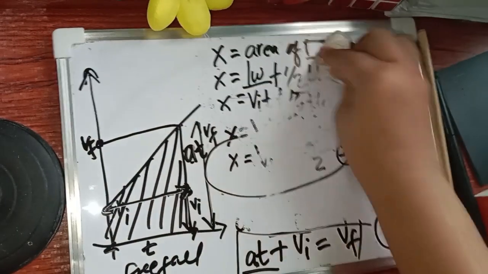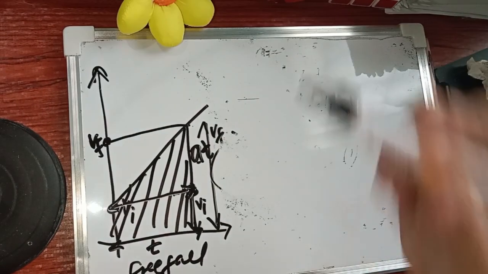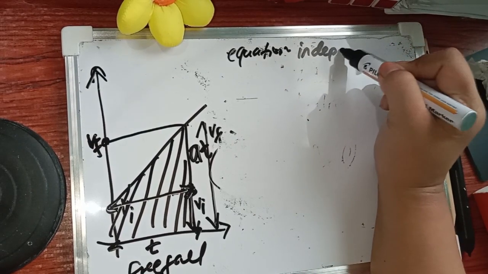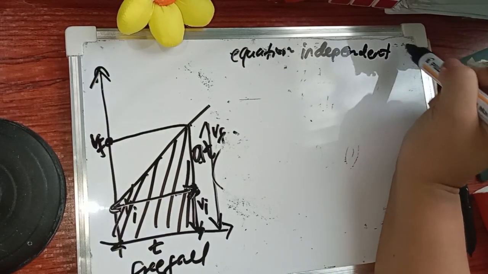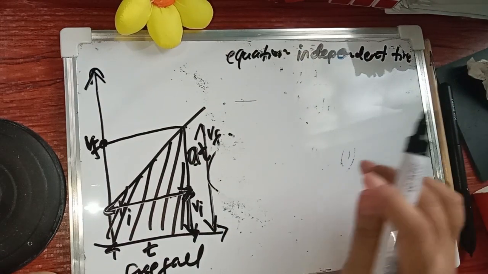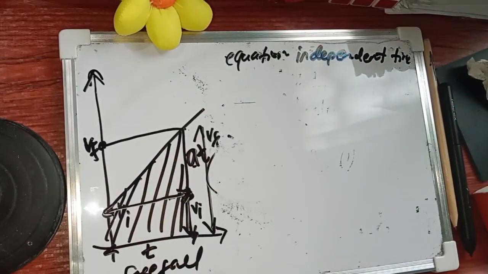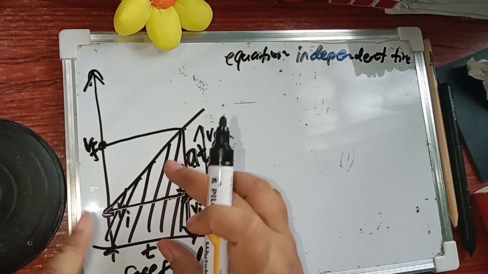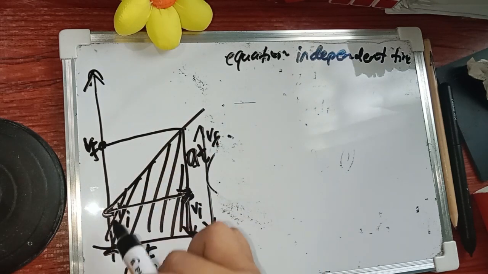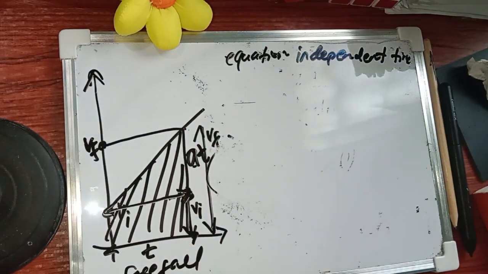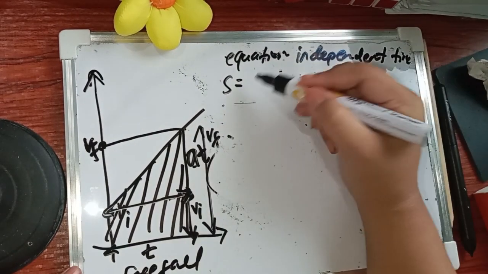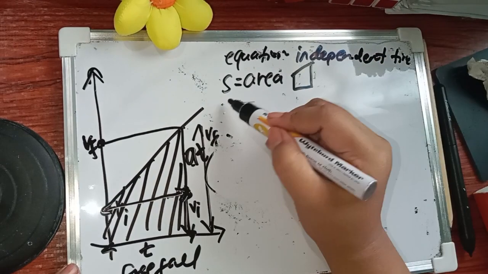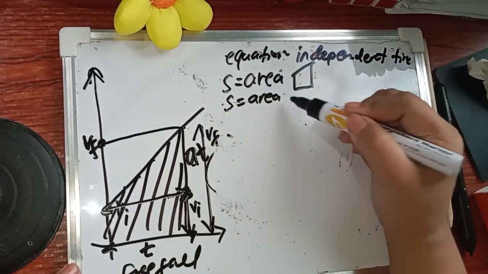Let me erase this. For us to get an equation that is independent of time, we need to get the total area here. When we say total area, we don't need to dissect this part into two shapes, but rather take the whole area under that particular graph. Alright? So that will be s equals the area of the shape under the graph, which is this one. This is the shape, right? And this one is the area of a trapezoid.